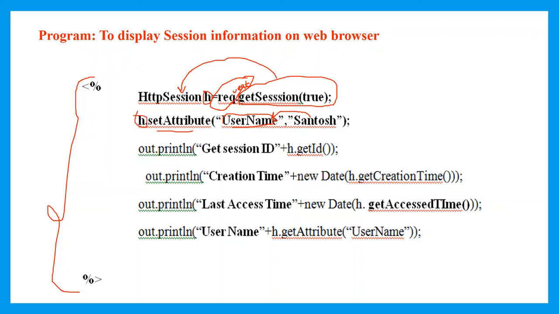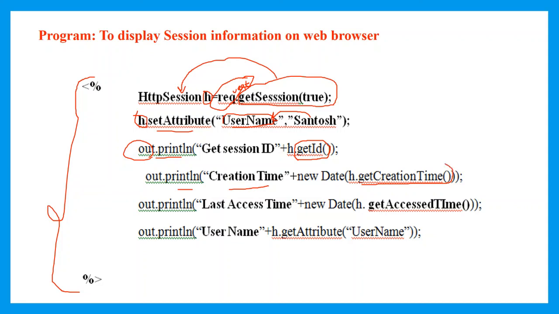Now I want to print the session ID. To print the session ID, I will make use of a method called getId. The getId method returns the session ID which has been created for each user request, and to display it we make use of the println method, and the default object is out, which we already discussed. Next, we are going to get the session creation time. What is the creation time of the session? For that we will make use of a method called getCreationTime. At what time was the session created?